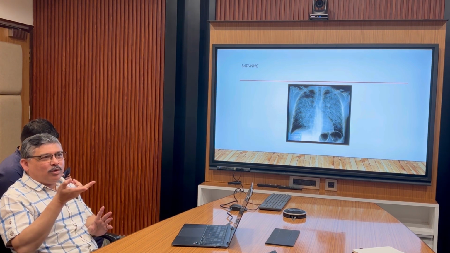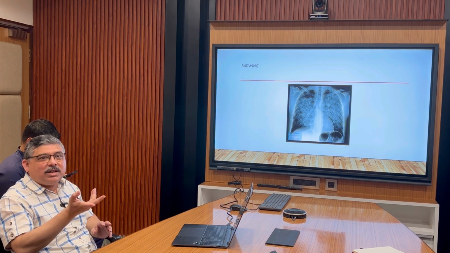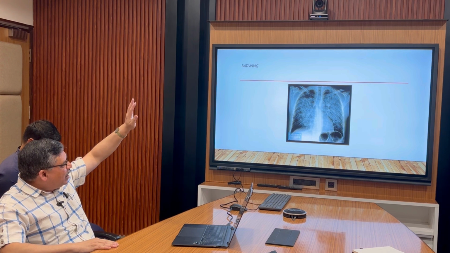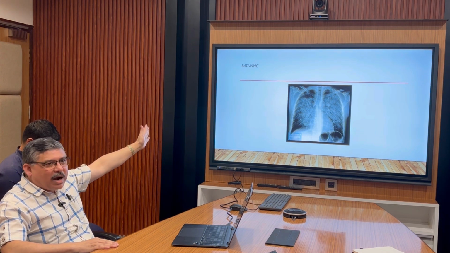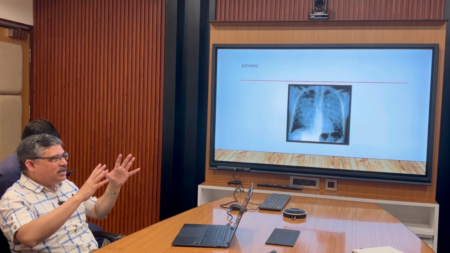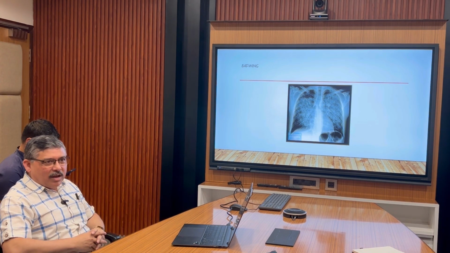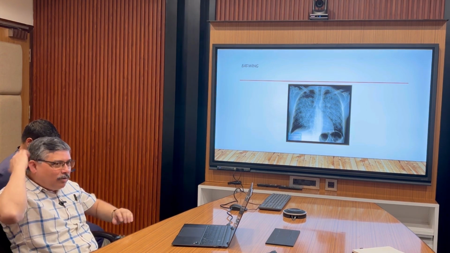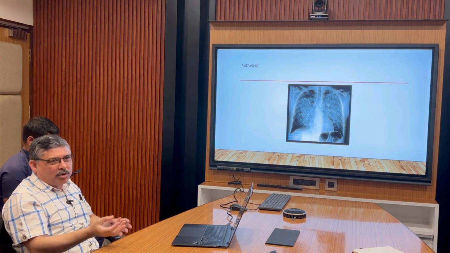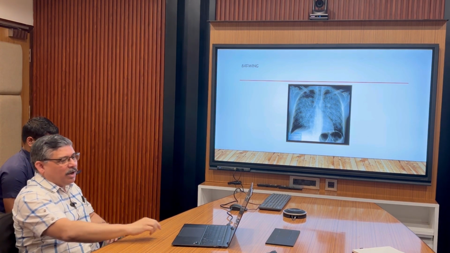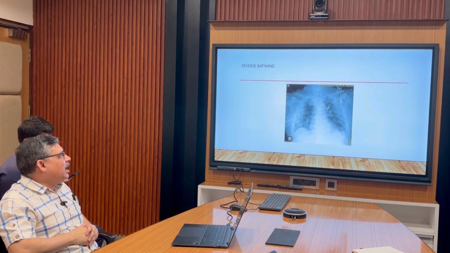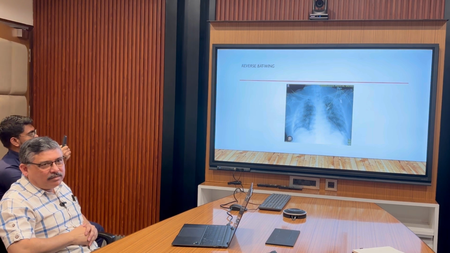Next we will come to reverse bat wing. What is reverse bat wing? Here you will see the lateral parts are clear, and the upper and lower parts are clear. The opacity is in the middle. Make it the other way around, it will be reverse bat wing: opacities in the top and bottom, and the middle part clear. This is a typical reverse bat wing pattern.